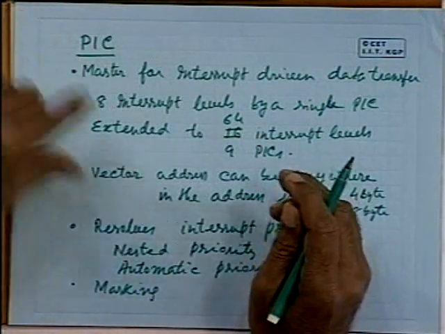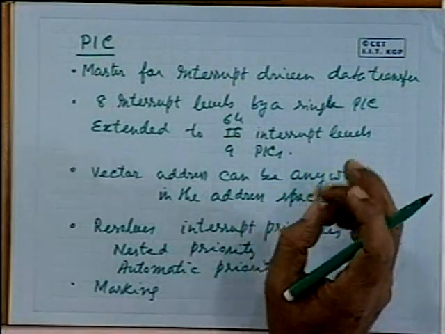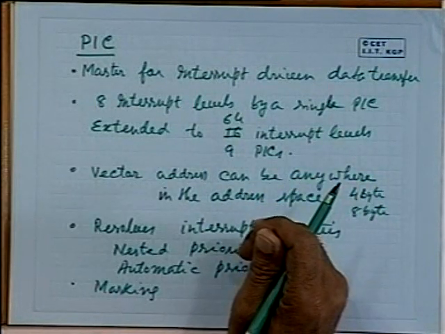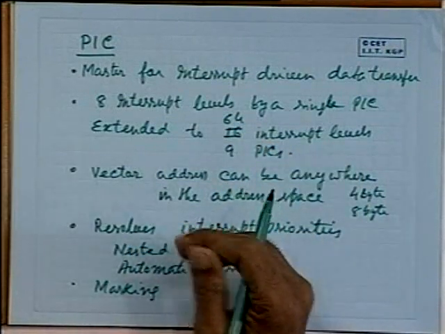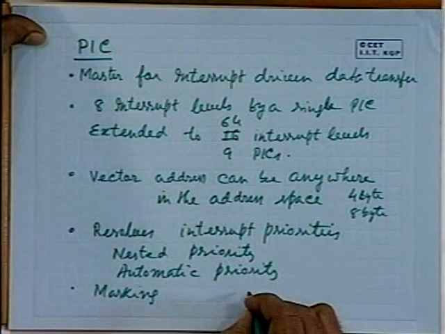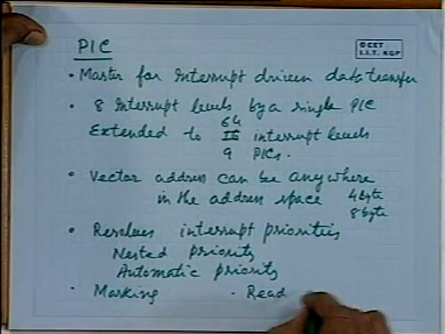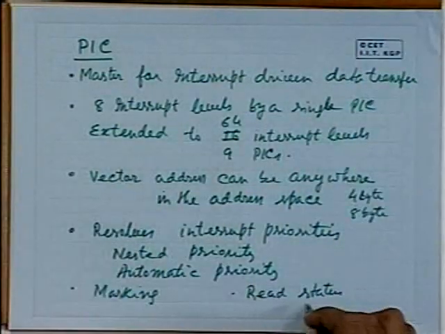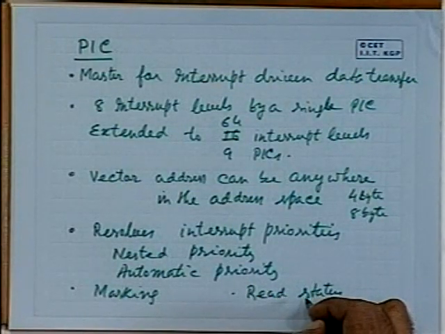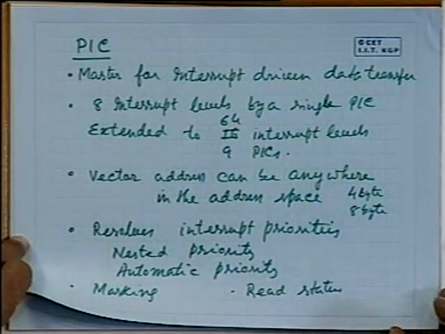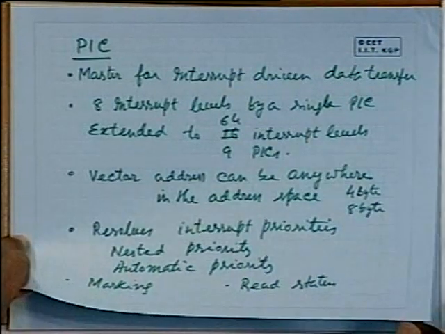Just like in your 8085, you have those mask bits that you can set by using the RIM instruction. Here you don't have to use the RIM instruction. You can write a particular value into that register and masking is performed. And you can read the status of any one of these interrupts, pending or not. So in short, these are the functionalities of the programmable interrupt controller, and obviously it is a very versatile device.